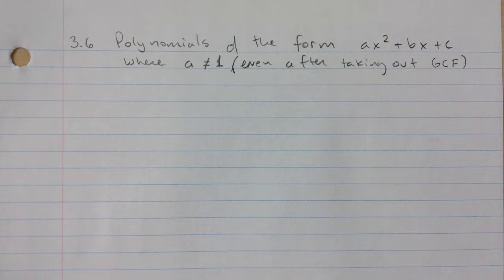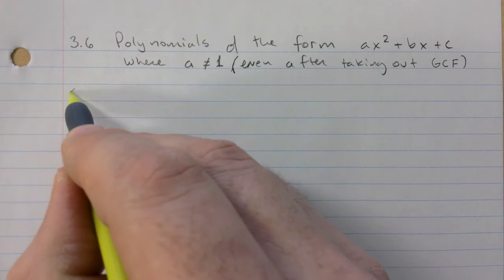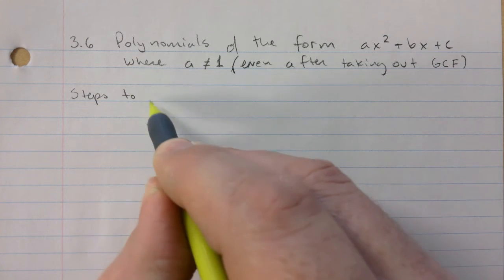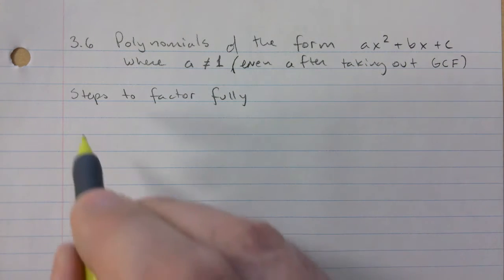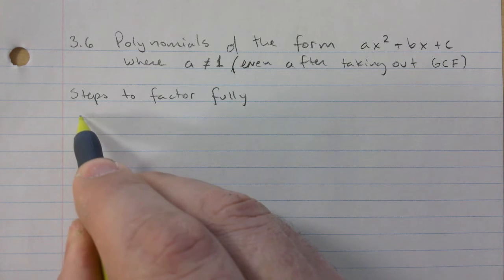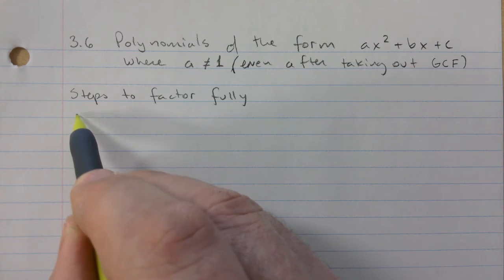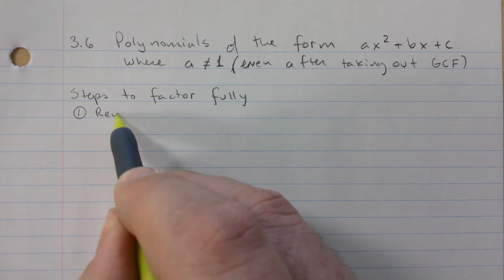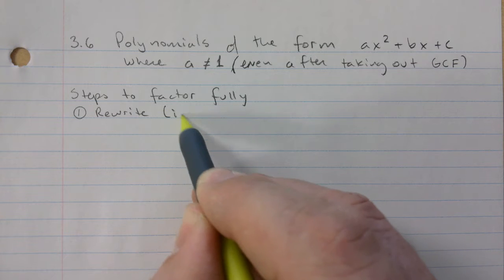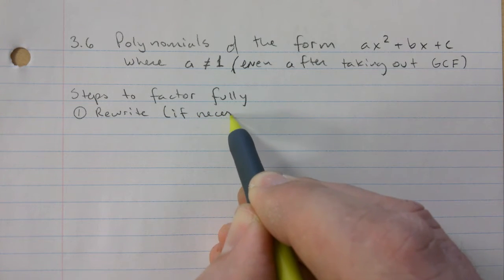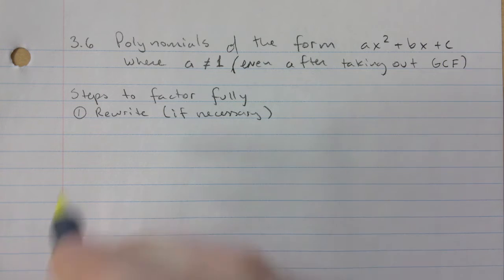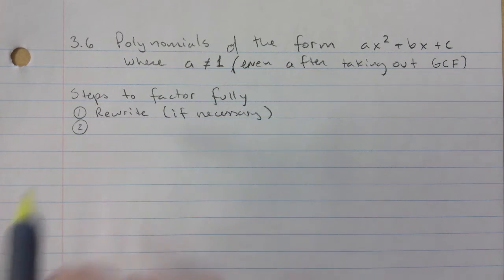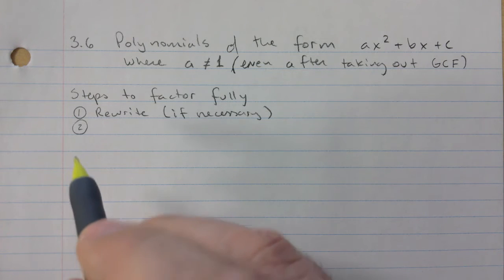So I will tell you the steps that we've been taking so far. Steps to factor fully, okay? And I suggest you do that in this order. So first you will look at, do I need to rewrite? And this is only if necessary, okay? If the y squared over the x squared is at the end and you want to bring it to the front, right? So you're looking for these things.